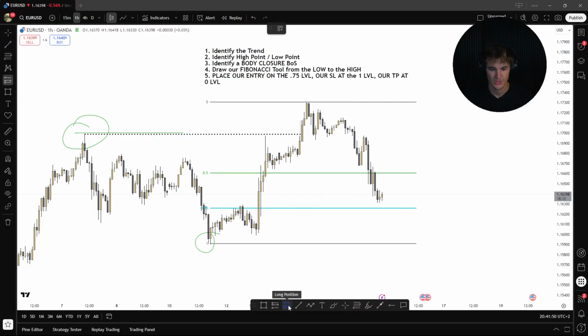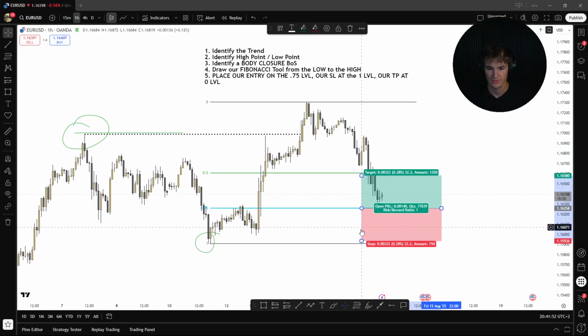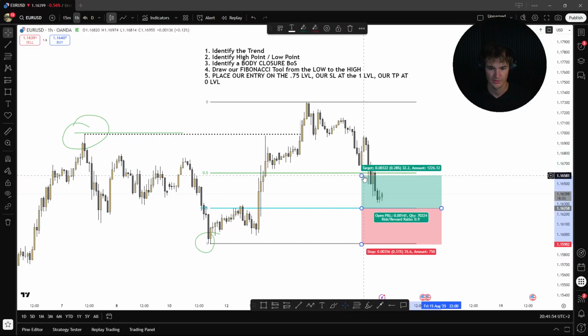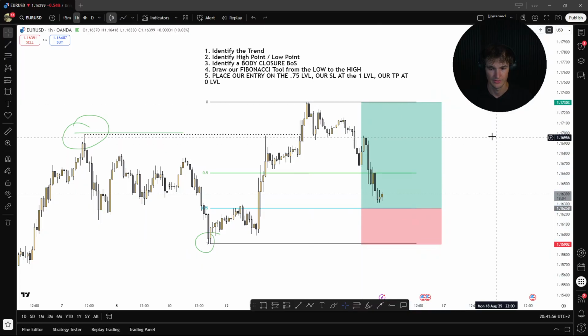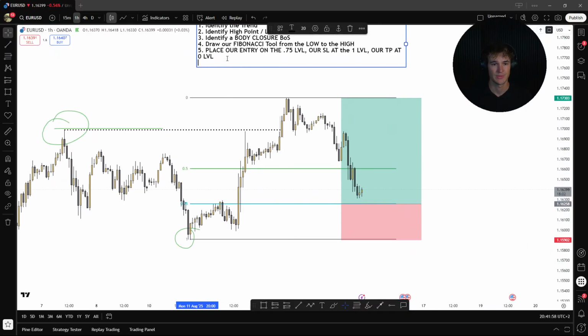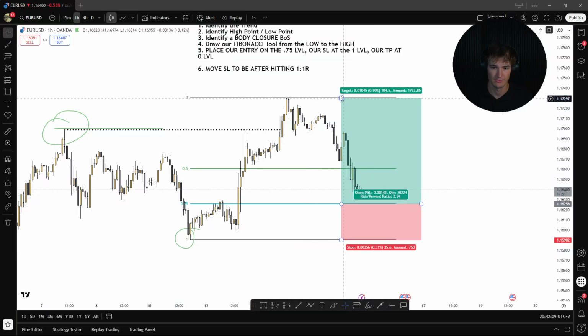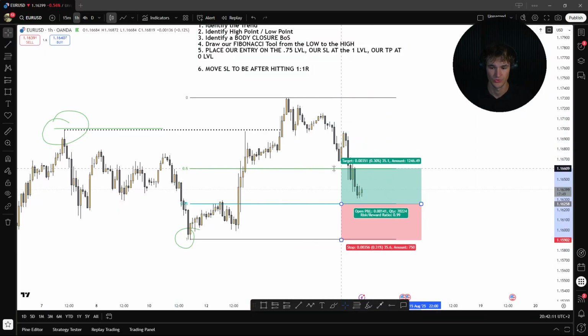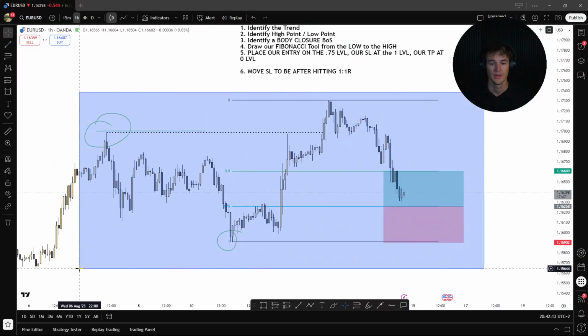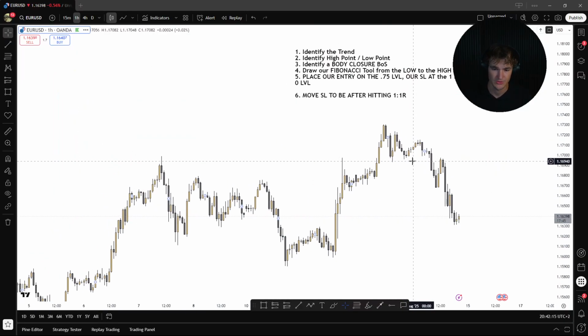So in this case, a long position, placing our entry over here, our stop over here, and our take profit over there. Then step 6, the final step, move your stop to break even after hitting 1 to 1R, aka after hitting the 0.5 level, which is the 1 to 1R level. That's the entire strategy. It's extremely profitable.